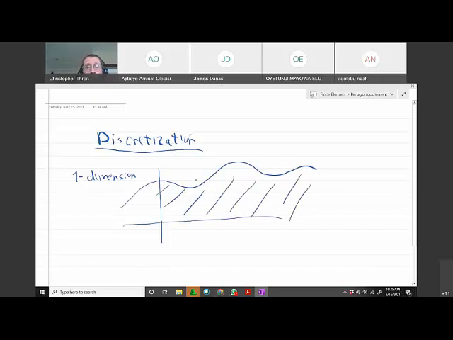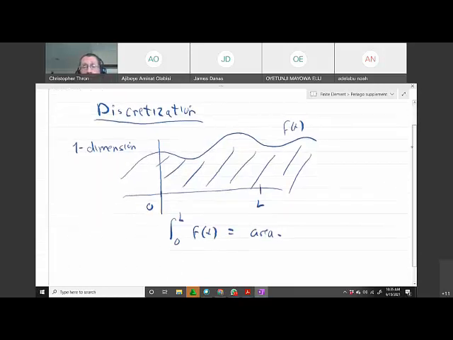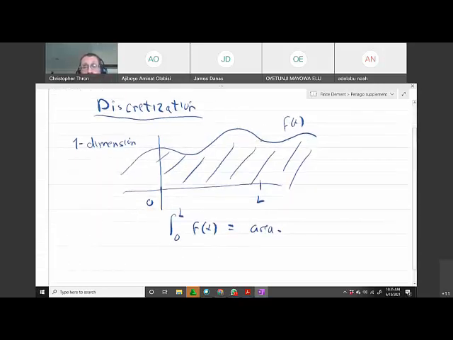Now, if this is f of x, and I'm going from 0 up to L, then I'm trying to find the integral from 0 to L of f of x dx. That's going to be the area. To find this exactly may be difficult if f of x has a difficult form. So I'm trying to find this area here.